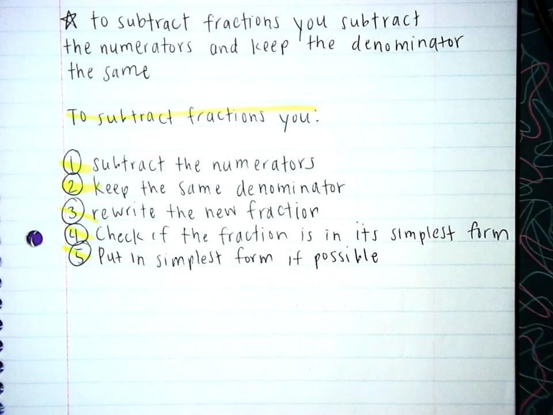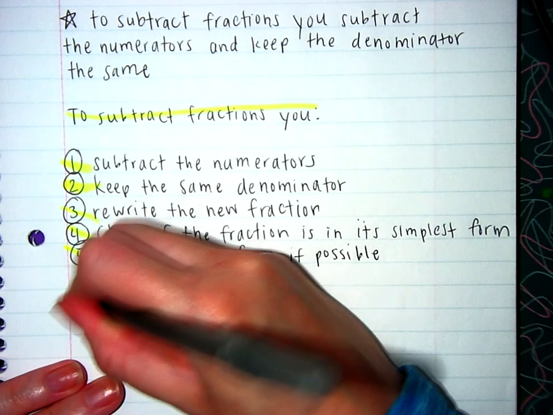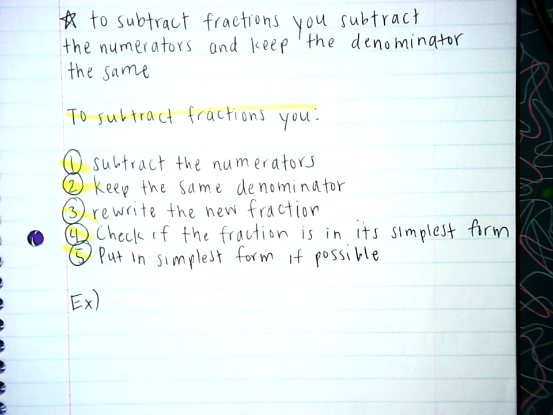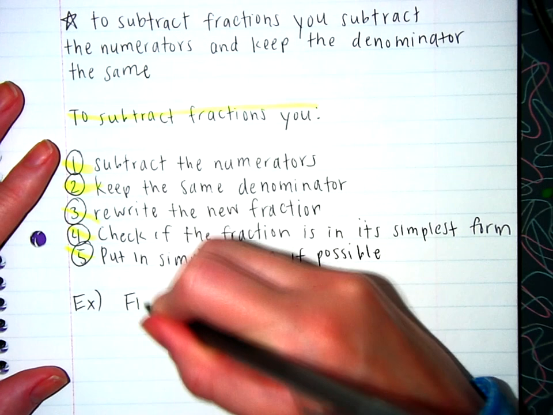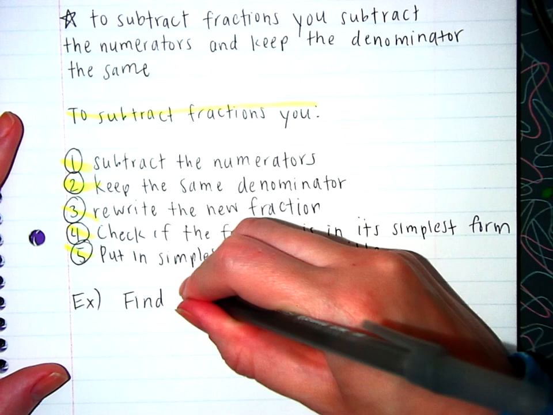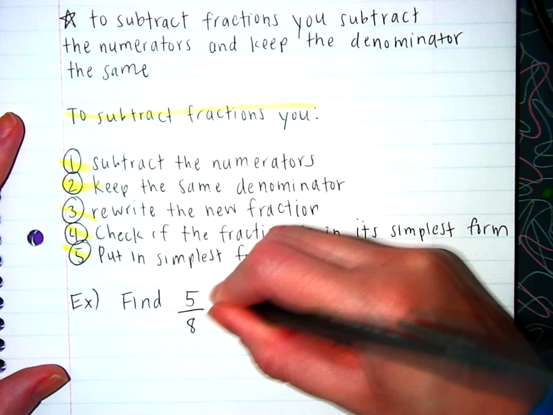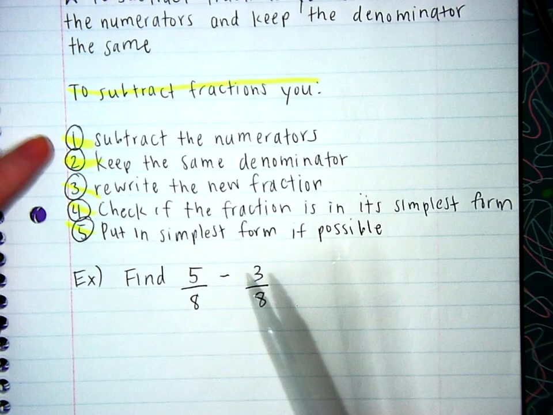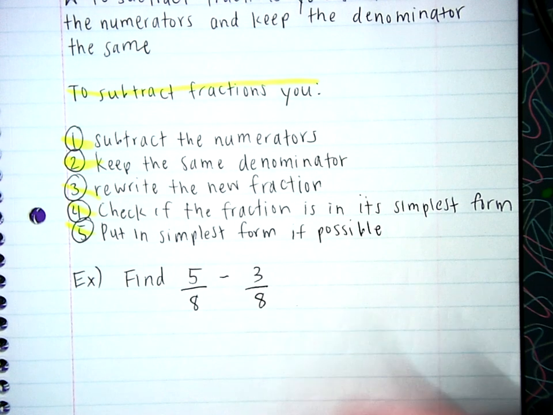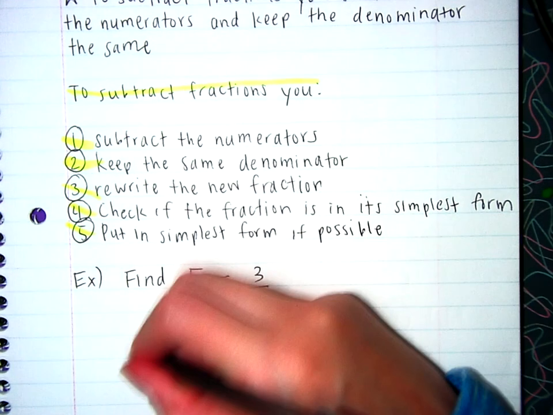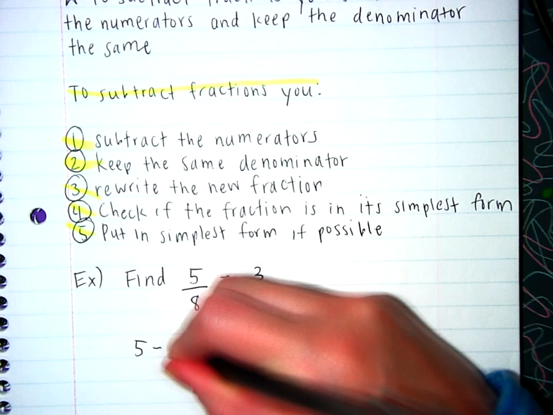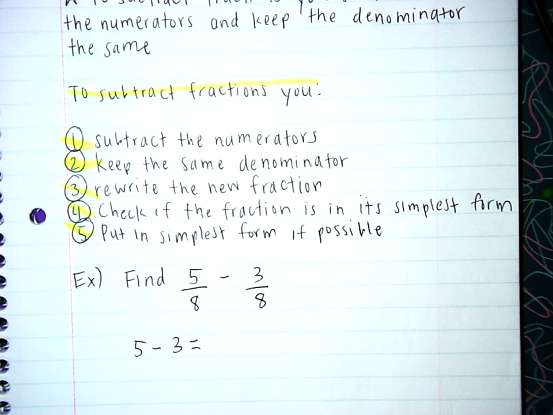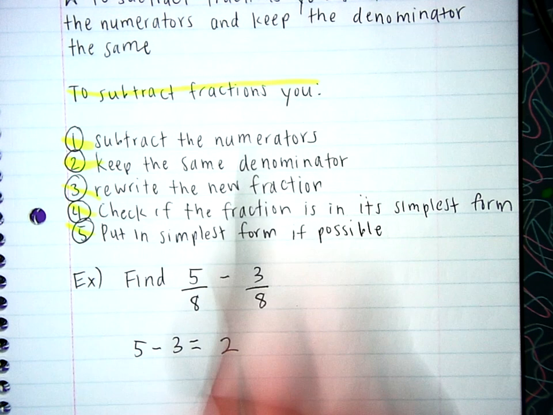So our first example for today is find 5/8 minus 3/8. So if we're doing our 5 steps, the first step is to subtract the numerators. So 5 minus 3 equals 2. That is the first step.